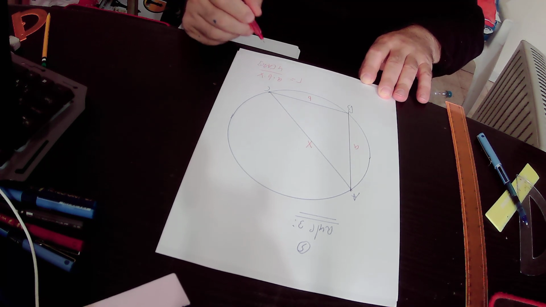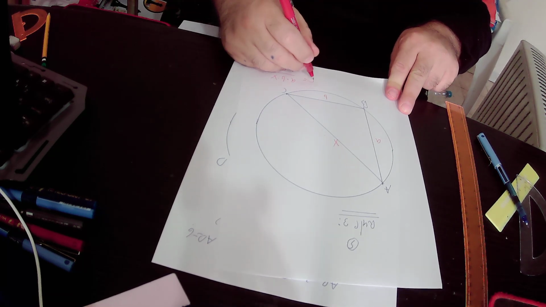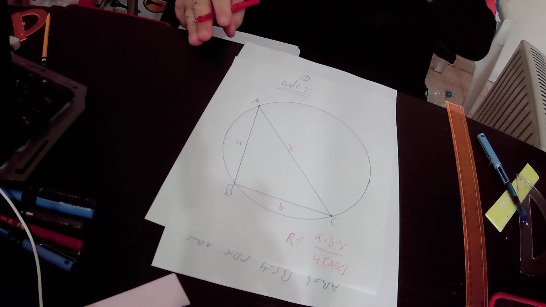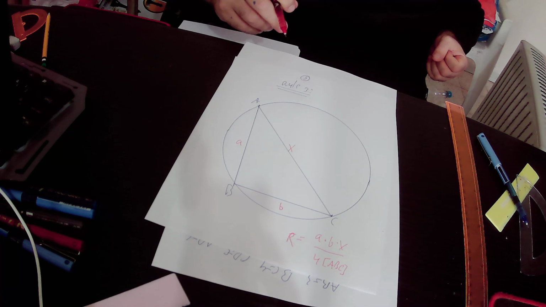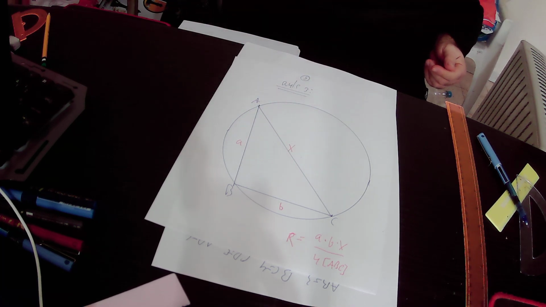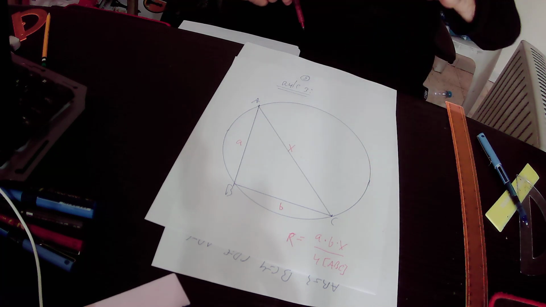Okay, so again, according to rule number 3, the radius of a circle that blocks this triangle equals the multiplication of the length of the three sides of triangle ABC, that is to say A times B times X, over 4 times the area of triangle ABC.